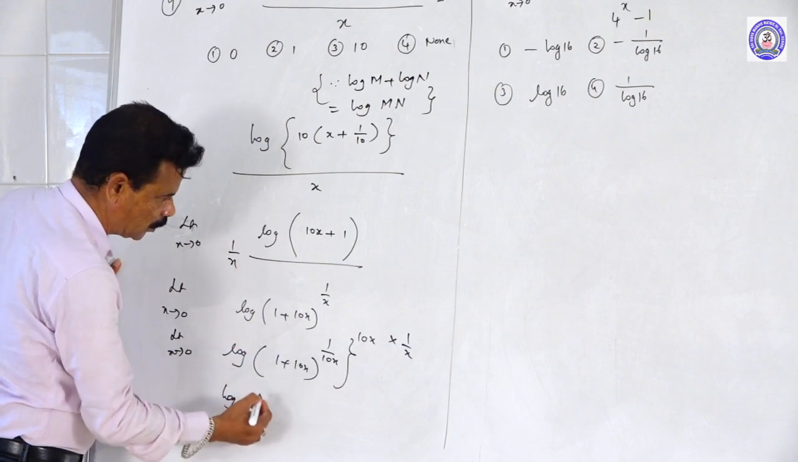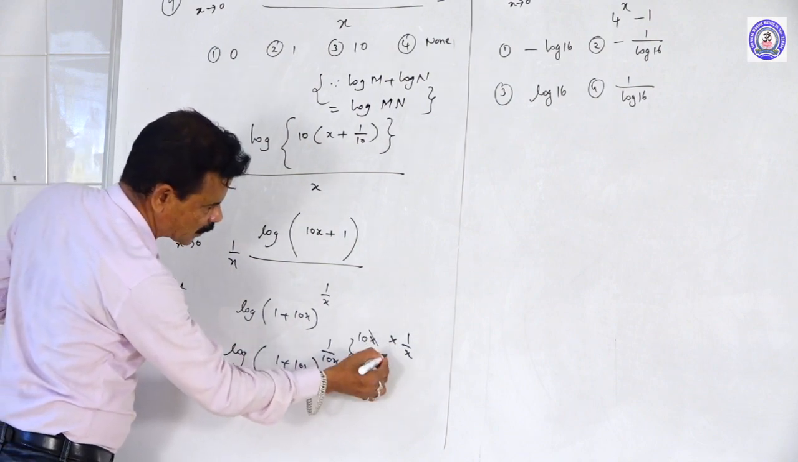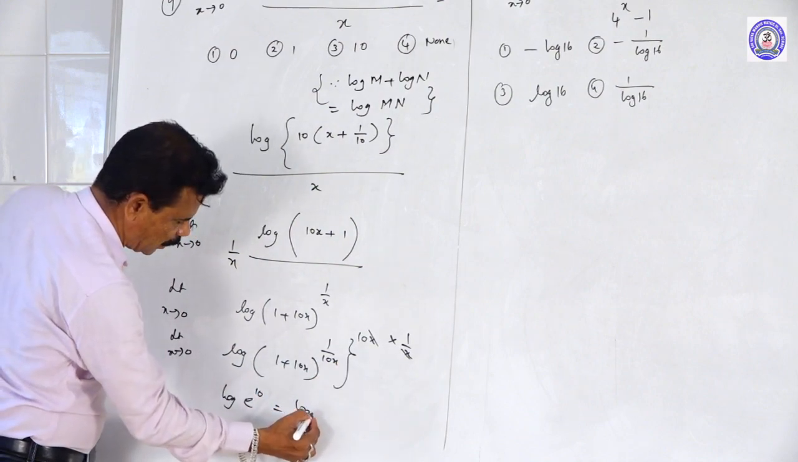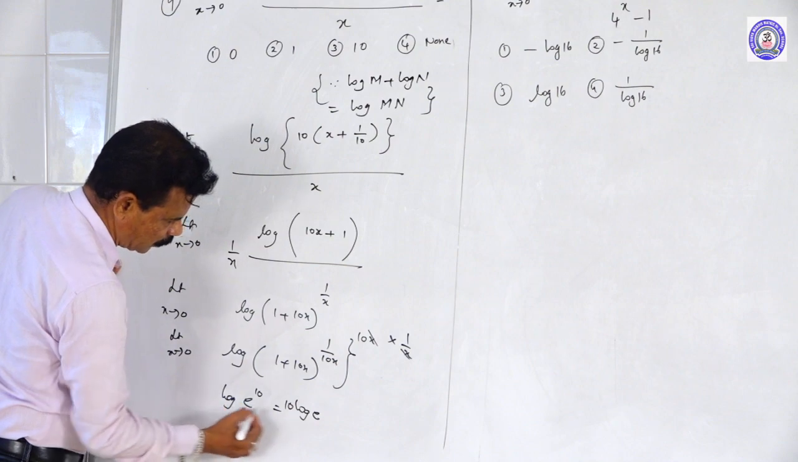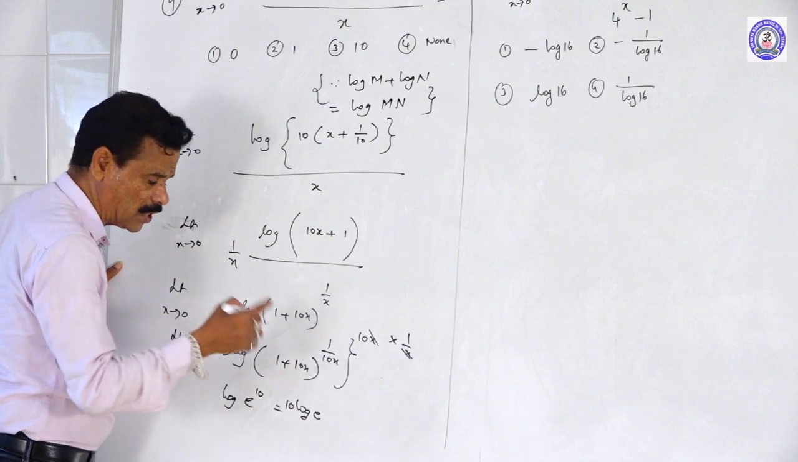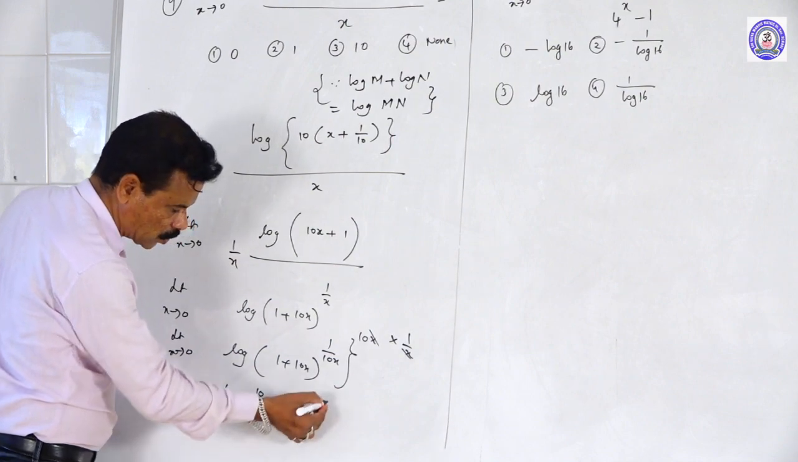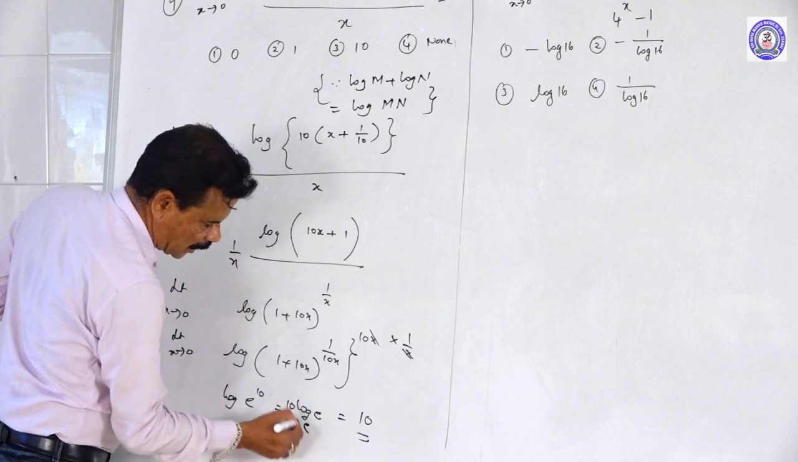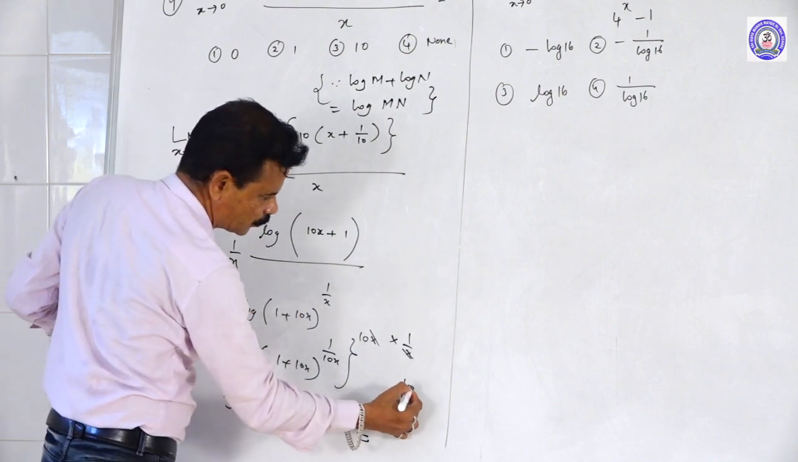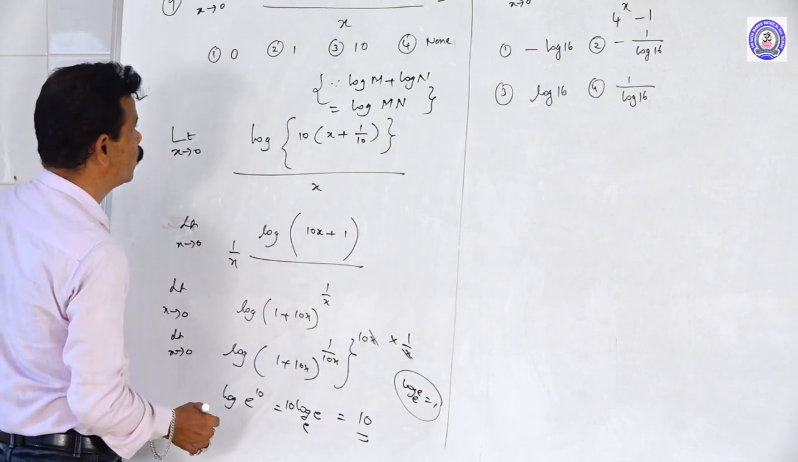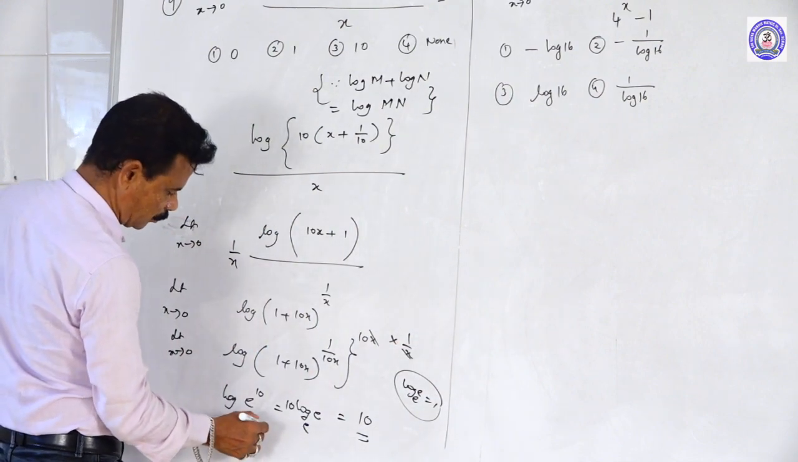Log e, this 10x, x gets cancelled. Log e power of 10. This is 10 into log e. Here there is no base, and no base means natural logarithm, base e. So log e base e is 1, so equal to 10. Log e base e is always 1. So which option? The third option.